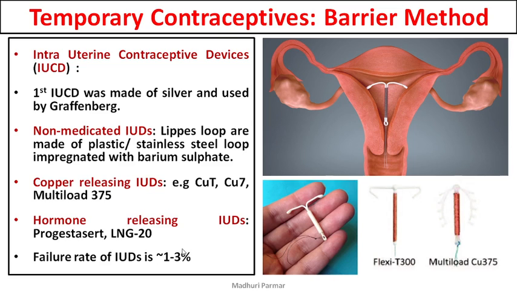The failure rate of IUD is 1 to 3%, which means that out of 100 times, there is a 1 to 3% probability that a baby may be conceived. So the rate of conception is 1 to 3%. Failure rate, of course, for an IUD, which is a contraceptive, is 1 to 3%.